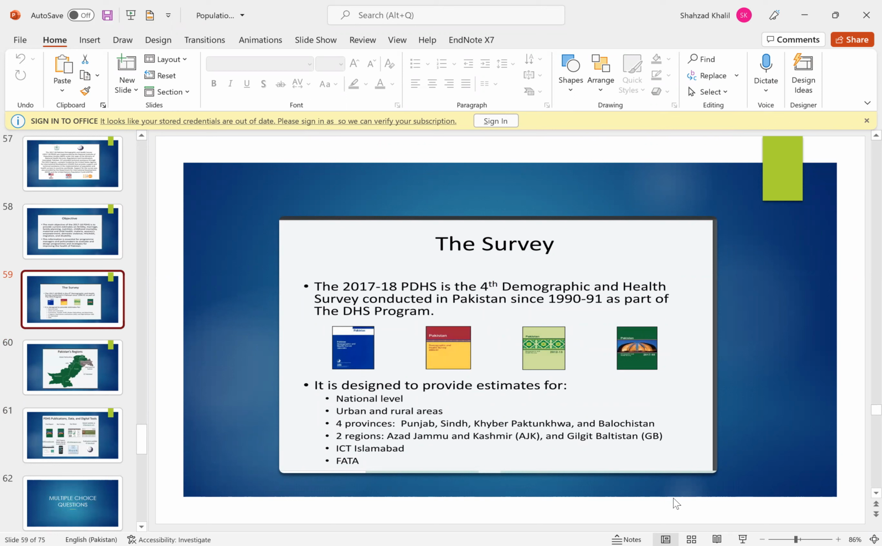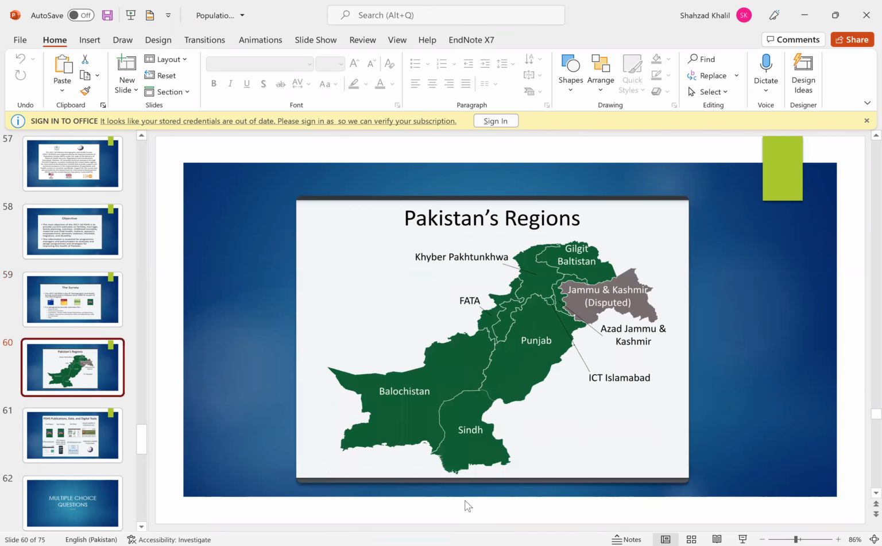The 2017 PDHS is the fourth demographic and health survey conducted in Pakistan since 1990-91 as part of the DHS Program. It is designed to provide estimates for the national level, urban and rural areas, four provinces, Punjab, Sindh, Khyber Pakhtunkhwa and Balochistan, and two regions, Azad Jammu Kashmir and Gilgit-Baltistan, Islamabad and FATA. And you can see the distribution of all of Pakistan's regions.